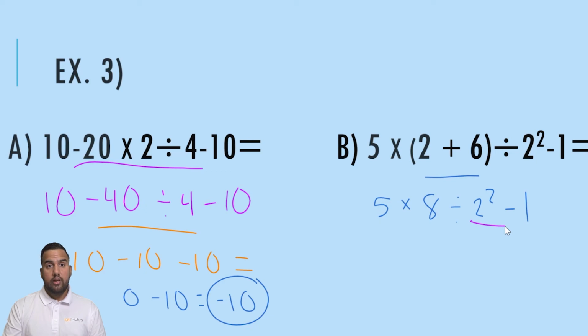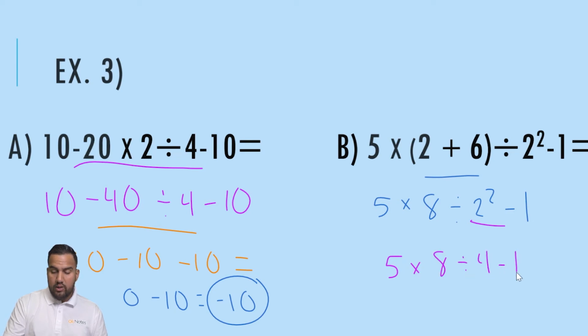2 squared is 2 times 2. 2 times 2 is 4. So this is going to become 5 times 8 divided by 4 minus 1. Next, I have multiplication and division, which I have in this case. It's these two. They're next to each other, so I'm going to go left to right. 5 times 8 is 40. 40 divided by 4. I'm bringing everything down.